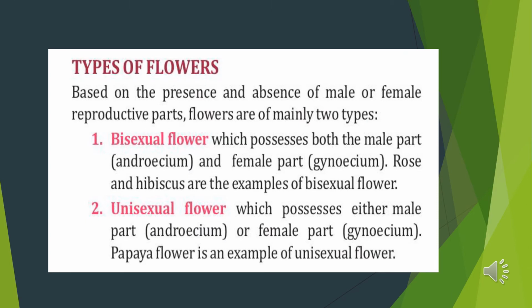Types of flowers. There are two types of flowers, bisexual and unisexual. Bisexual means which has both male and female parts. Rose and hibiscus are examples of bisexual flowers. Unisexual means which has only either a male part or a female part, that is, any one. The example of unisexual is the papaya flower, and bisexual examples are rose and hibiscus.